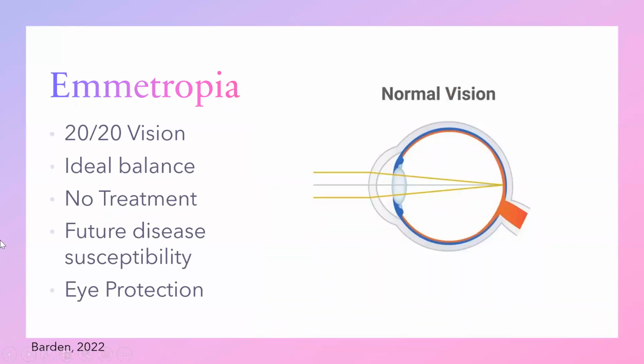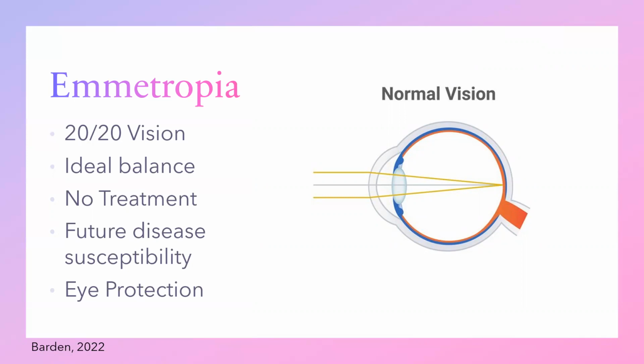Emmetropia can be described as clear vision. Barden discusses how emmetropia is the term for naturally occurring vision. Individuals with emmetropia have 20/20 vision. This allows them to see clearly from 20 feet of distance. Emmetropia also allows clear vision in nearsight and foresight.